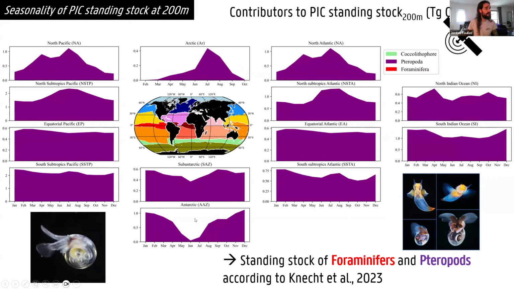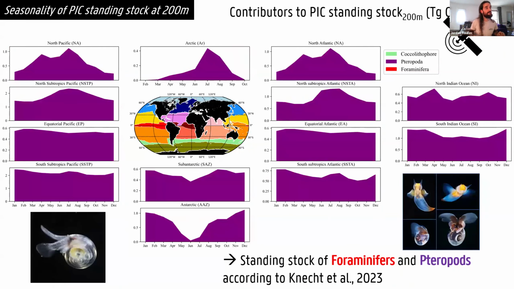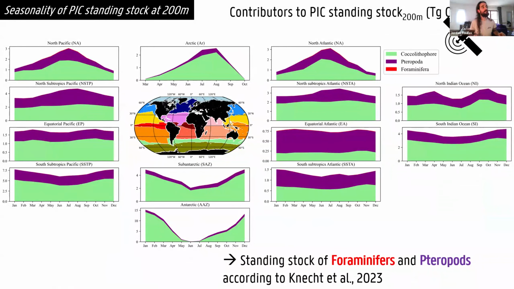And in the south, for the Antarctic and subantarctic, we observe that we have less PIC standing stock during winter months. This is also the case for foraminifera. But the important thing to note here is that even if we have a quite high contribution of standing stock from pteropods, they have a much higher residence time, and they also have a lower productivity. So I don't think it is an interference inside my model of PIC production.